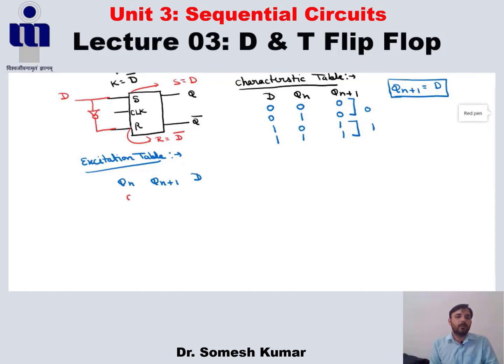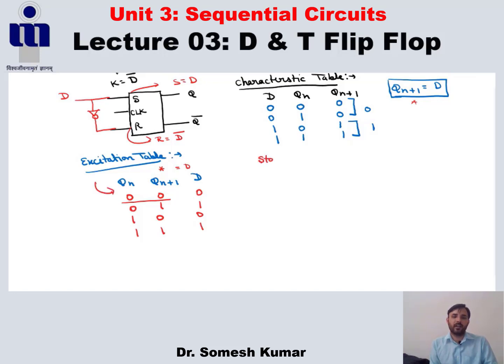There are 4 combinations here: 0 0, 0 1, 1 0 and 1 1. What happens if both Qn and Qn plus 1 are 0 0? We know Qn plus 1 is equal to D here. So that's why D is 0 1 0 1. According to this characteristic equation, Qn plus 1 is always equal to D. So this is the excitation table of the D flip-flop.